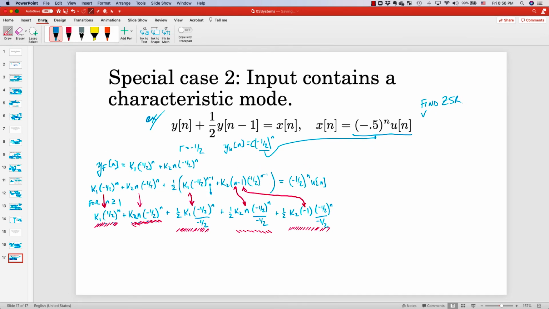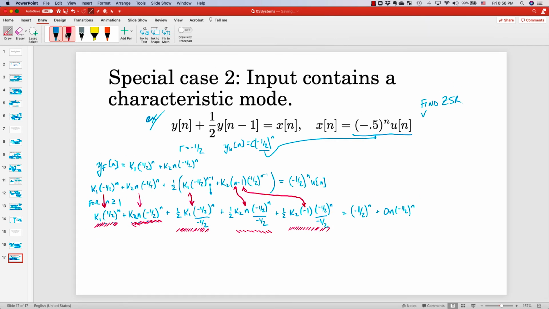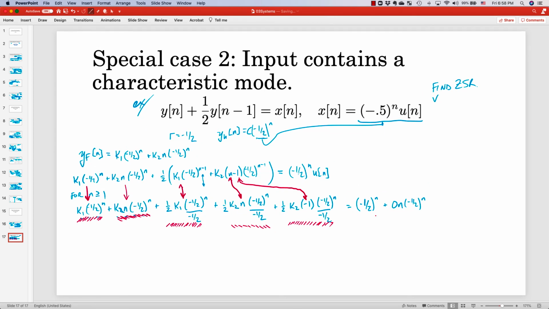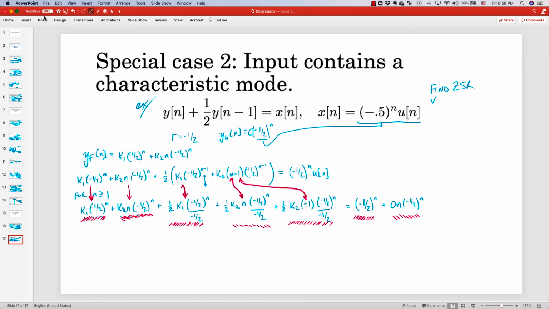So what happens on the right-hand side? Well, we have negative 1/2 to the n, and if we're assuming n is bigger than 1, then the step has fired. A step is on, so we don't have to write it. And 0 n's times negative 1/2 to the n. I'm calling attention to this because this term looks like the rightward slanting hash marks, and this term looks like the leftward slanting hash marks. So this is called matching coefficients.